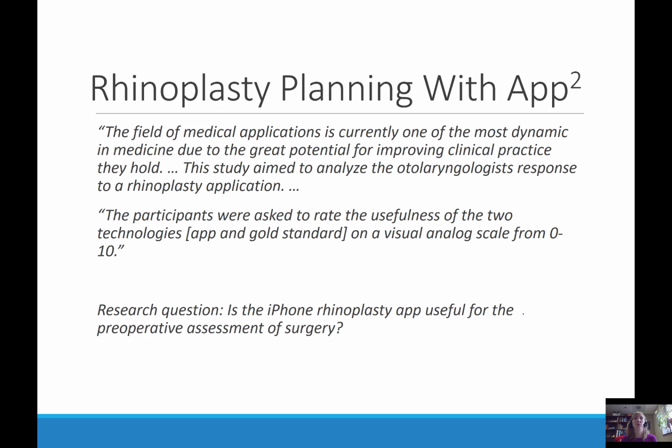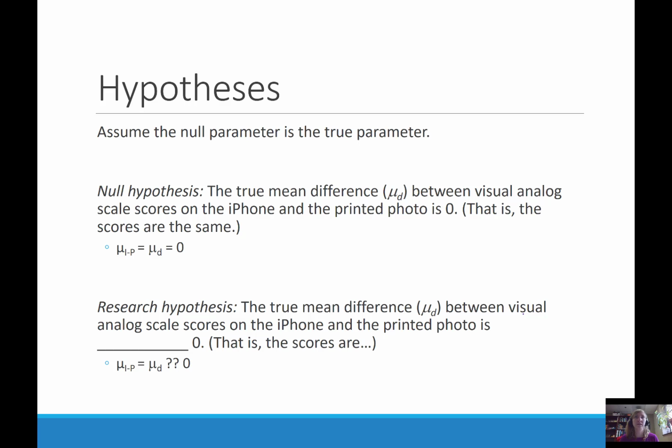Now let's look at the second study example. Remember in this example that we're comparing the usefulness of an iPhone app to the usefulness of the photo tracing method for preoperative assessment of surgery. Looking at the data in Excel, column D contains the difference in scores for the iPhone app minus the photo. If the scores are the same, the difference will be 0. Therefore, our null parameter is 0 because we assume that there's no difference between the two methods or that the scores are the same. We can also write this as mu d is equal to 0, where the d means difference.